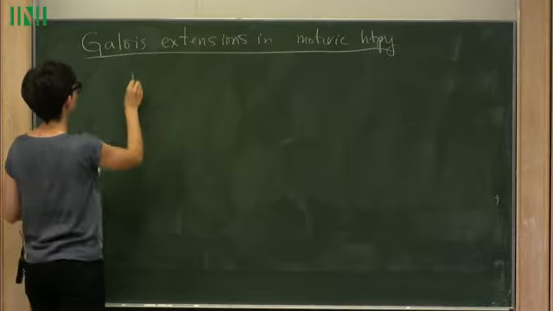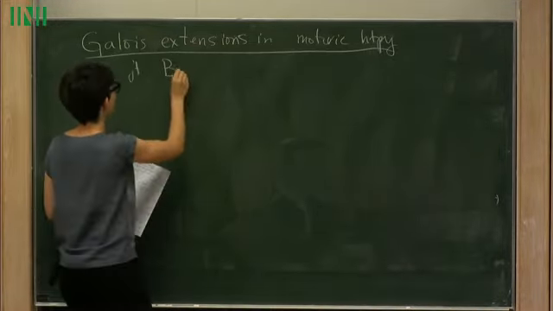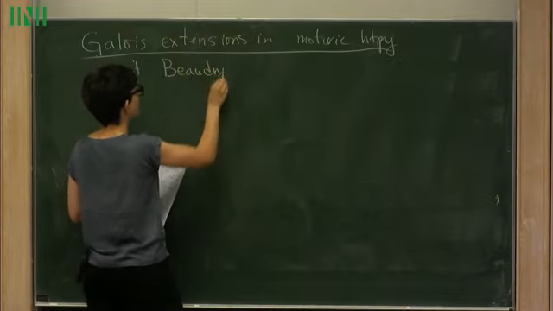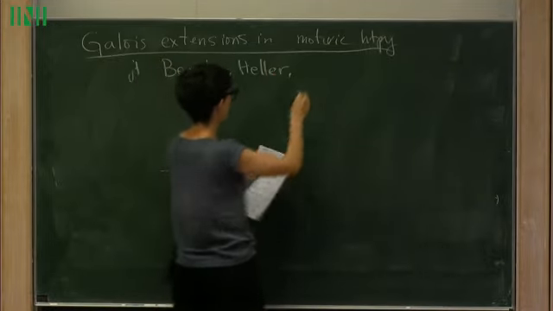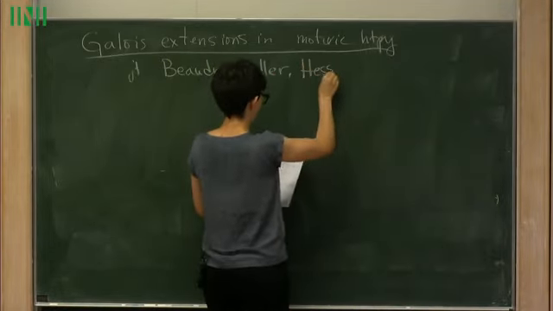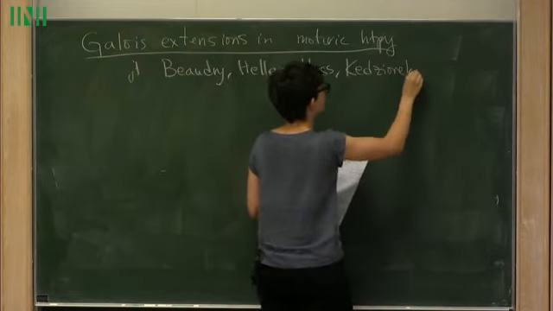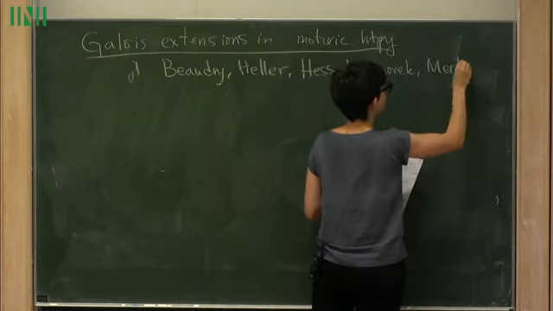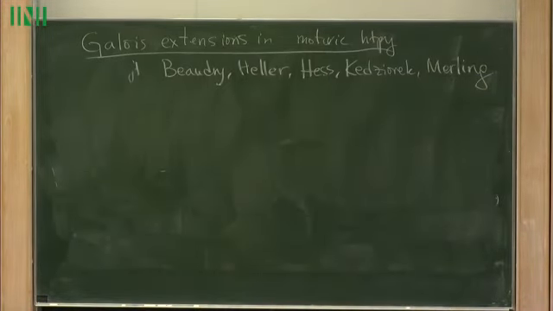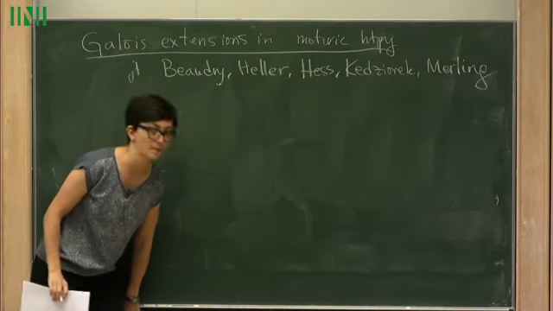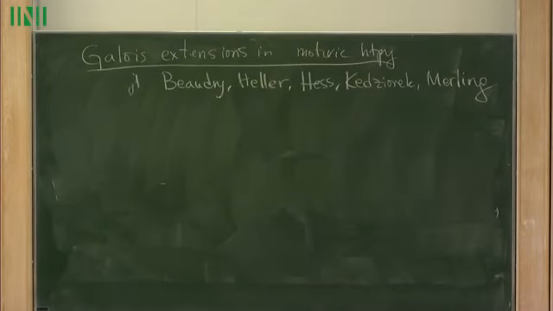And before I forget, this is joint work with a bunch of people. So Agnes Beaudry, Jeremiah Heller, Catherine Hess, Magda Kedziorek, and Mona Merling. Great, that fit on one line. So this is the Women in Topology 2 team and Jeremiah.